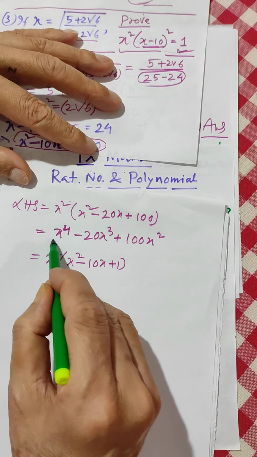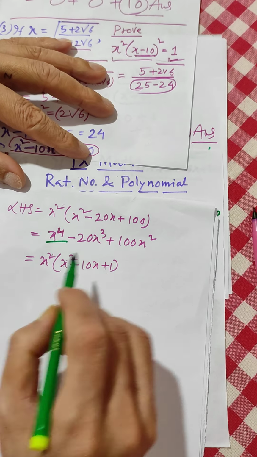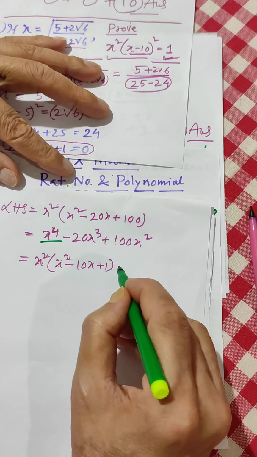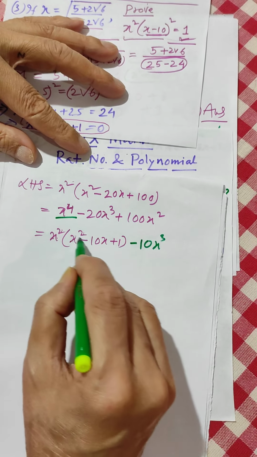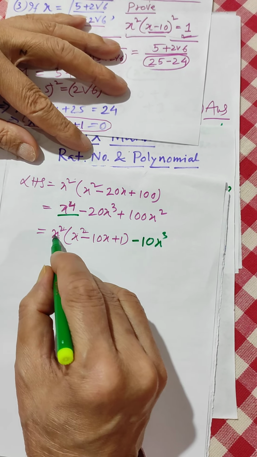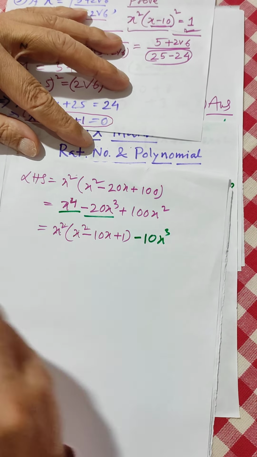So this is okay. Now x square minus 10x, what do you get? Minus 10x cube. But this is minus 20x cube, so you must write here minus 10x cube. Then x square into minus 10x is minus 10x cube. Then minus 10x cube and minus 10x cube will be minus 20x cube.